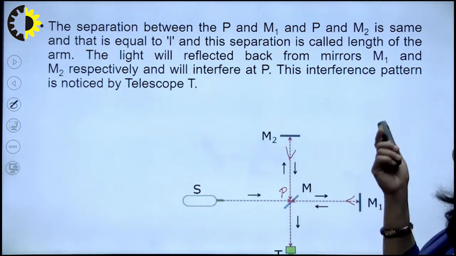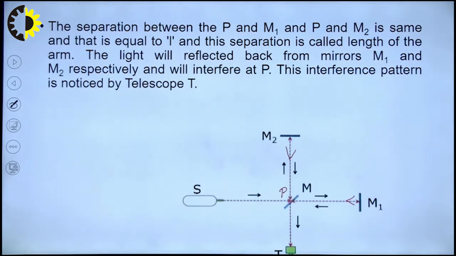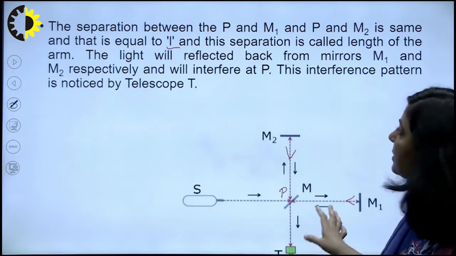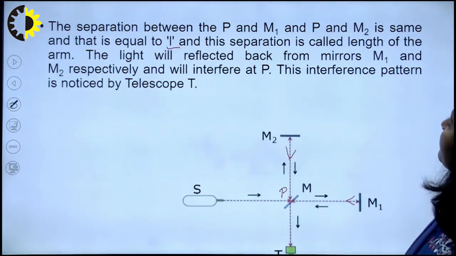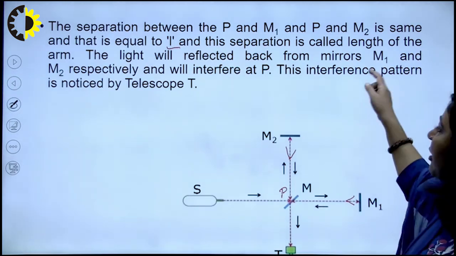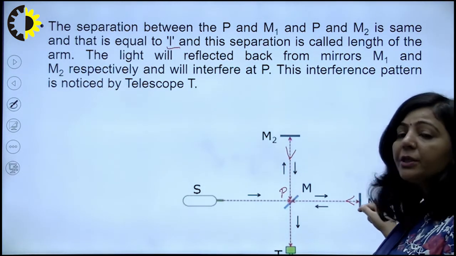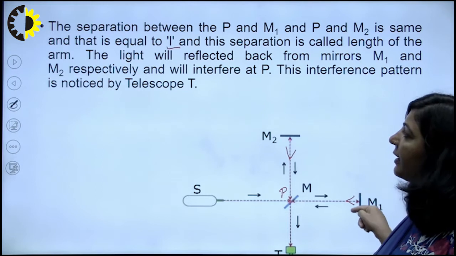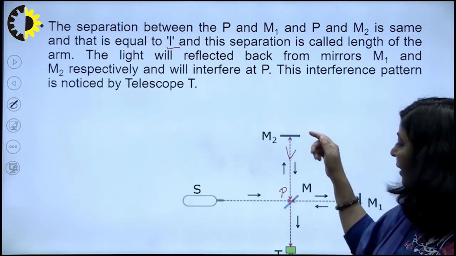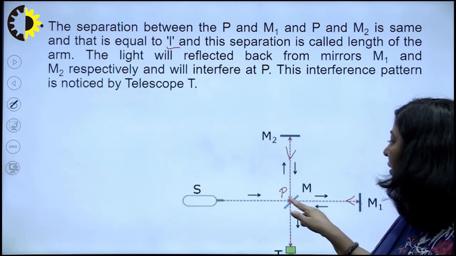The separation between P and M1, and between P and M2, is the same and is equal to L. It is mentioned over here and I have already discussed it with the help of this. This separation is called the length of the arm. The light will be reflected back from the mirrors M1 and M2, as I have already mentioned, since these front surfaces are highly reflecting. So light will be reflected by M1 as well as M2 and reach this glass plate.